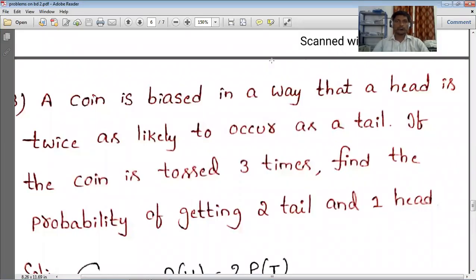Good morning, students. Today we are going to discuss problems on binomial distribution. What we discussed last class, the extension of that, we are going to explain here.